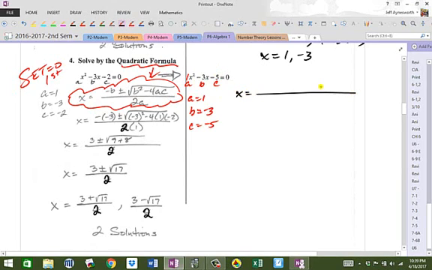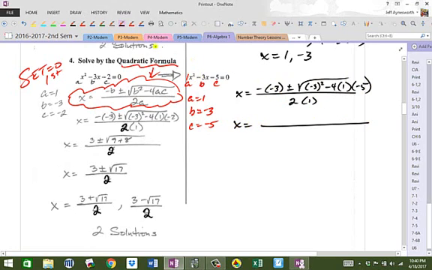So x is equal to the opposite of b, which is negative 3, plus or minus the square root of negative 3 squared minus 4 times a, which is 1, times c, which is negative 5, all divided by 2 times a, which is 1. And then you simplify it.